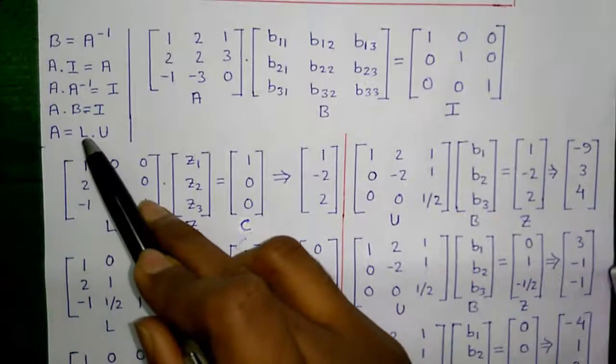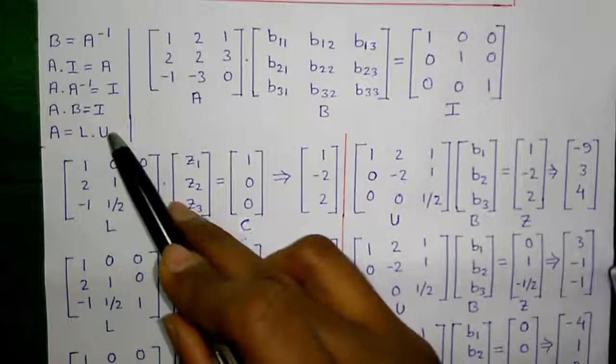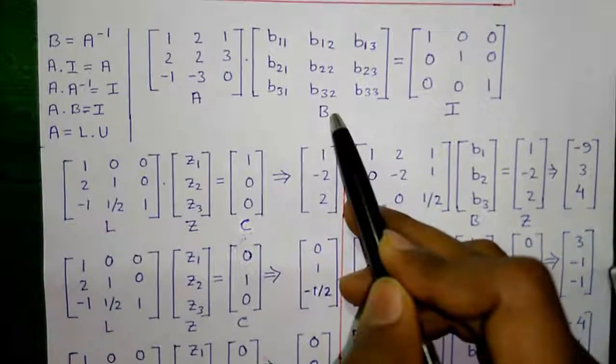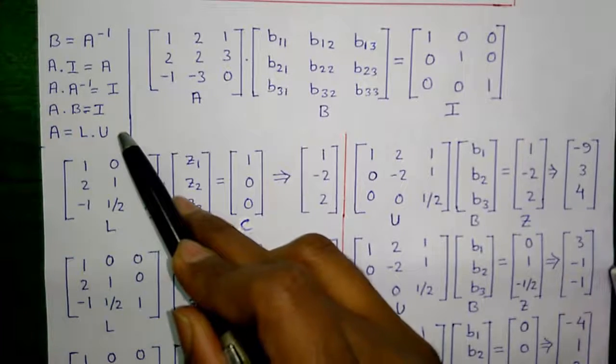But matrix A equals L into U sub-matrices. So we have to find matrix B with the help of L and U sub-matrices.